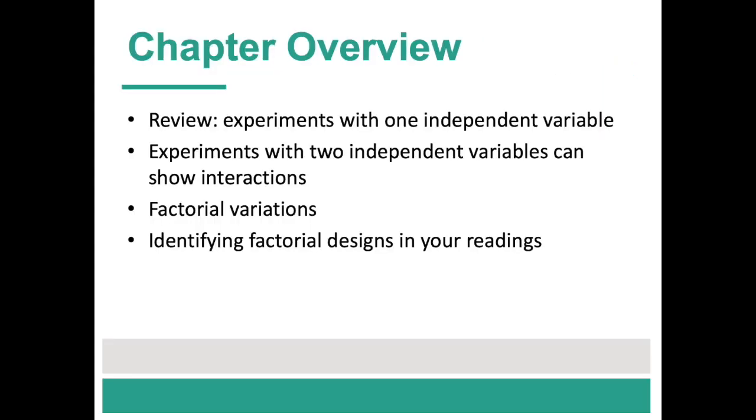So we're going to review very briefly what an experiment with one independent variable looks like, and then we're going to talk about experiments with two. In general, these are called factorial designs, and so we're going to talk about different ways of doing a factorial design. And then we'll finish by talking about identifying it in the literature.